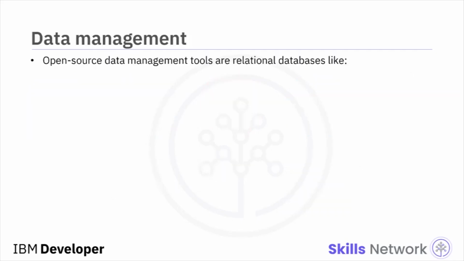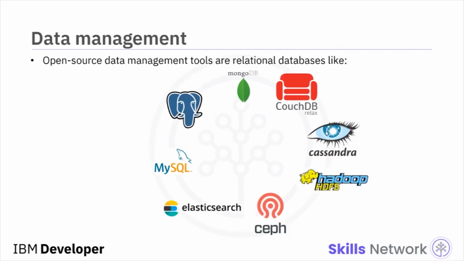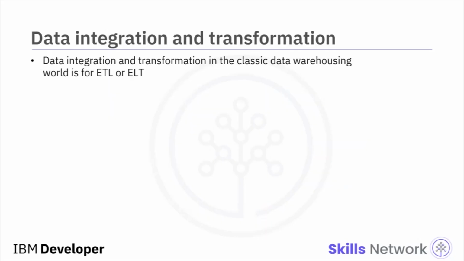So, the most widely used open source data management tools are relational databases like MySQL and PostgreSQL. Also, there are NoSQL databases like MongoDB, Apache CouchDB, and Apache Cassandra. In addition, there are file-based tools like Hadoop file system or cloud file systems like Ceph. You also have an Elasticsearch tool that stores text data, including the creation of a search index for fast document retrieval.